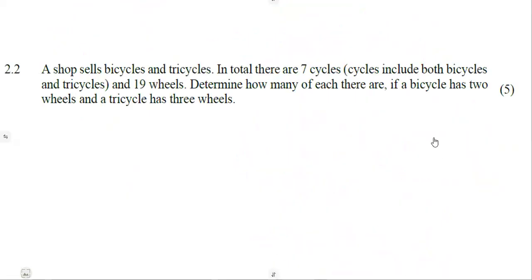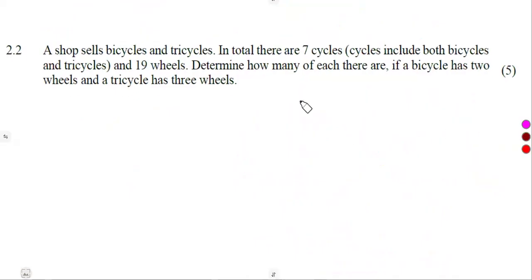Then 2.2, we are given a condition that a shop sells bicycles and tricycles. In total, there are 7 cycles, meaning to say the cycles include both bicycles and tricycles at the same time. And they have 19 wheels.